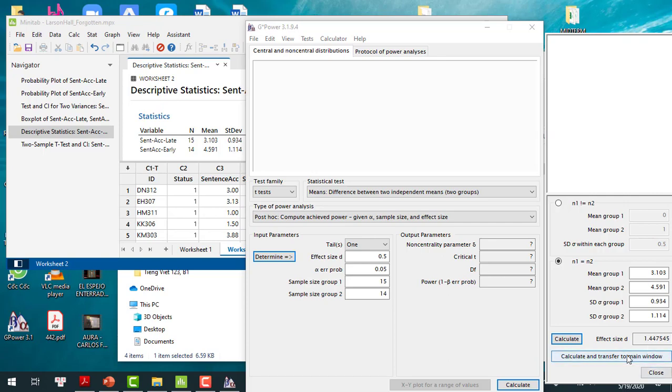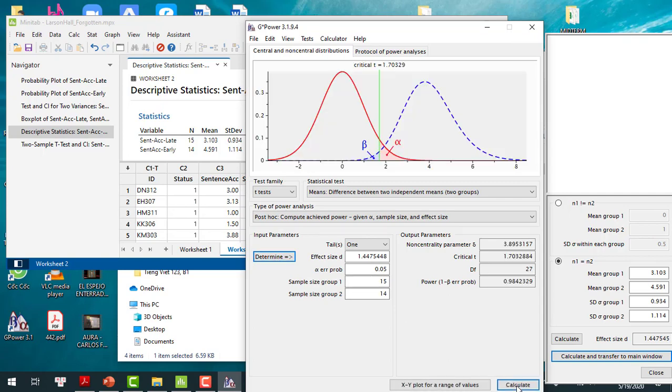We're going to transfer this to the main window so that we can calculate the power. Okay, so we send that to the main window. So notice that now the effect size appears here, where it started with 0.05, and now we click here on determine, and we're going to calculate, and we get our power. So notice that our power here is 0.98. That means that we have 98% chance that there will be a significant difference between the two.